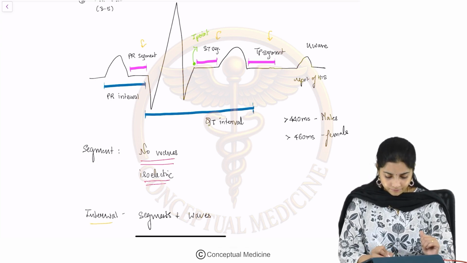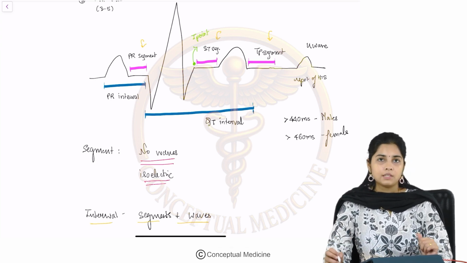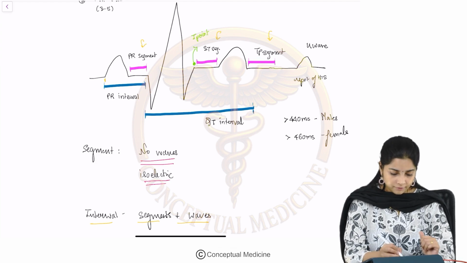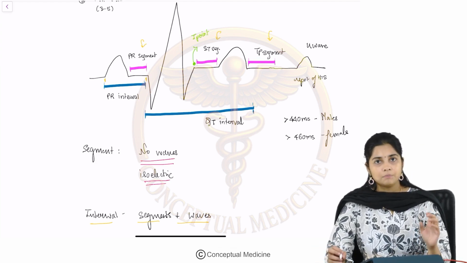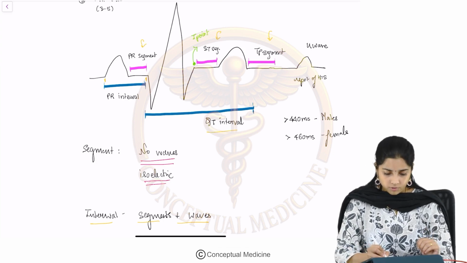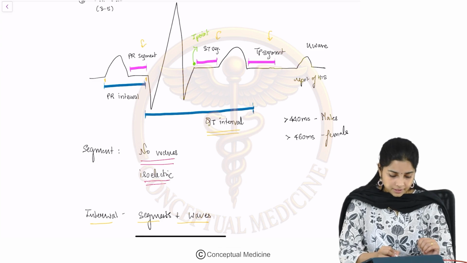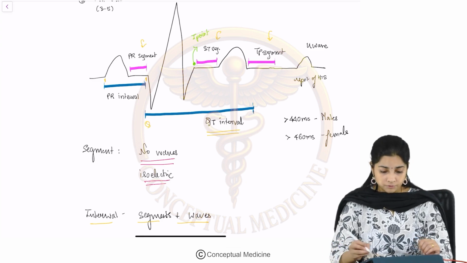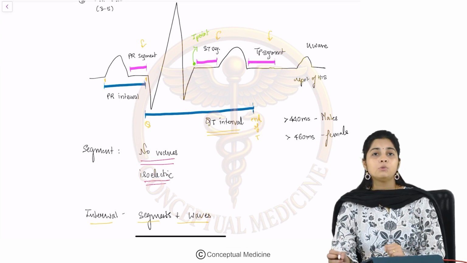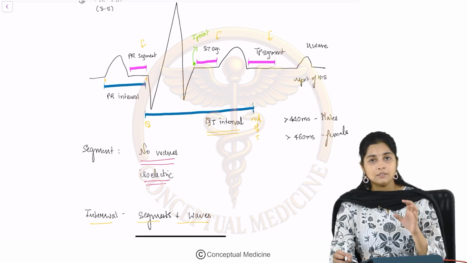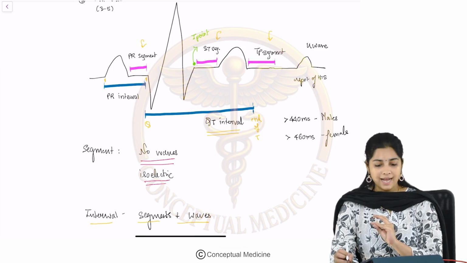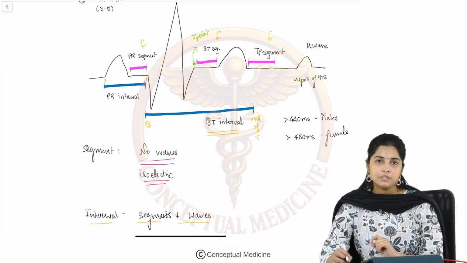What is an interval? A segment along with the waves is called an interval. The PR interval is from the beginning of the P wave to the beginning of the QRS complex. What is a QT interval? The interval from the beginning of the Q wave to the end of the T wave, which includes the QRS complex and the T wave, is called the QT interval.